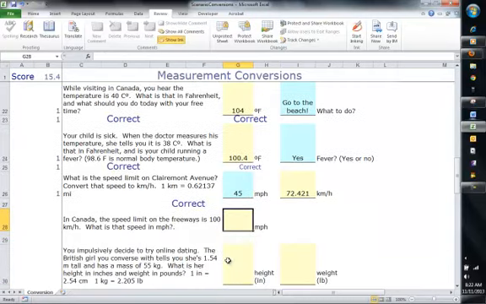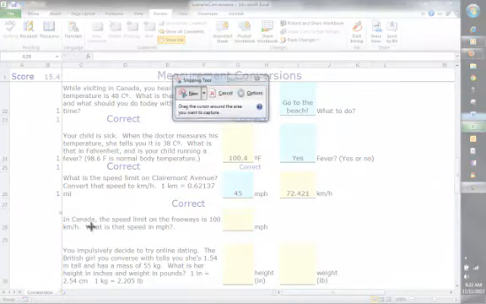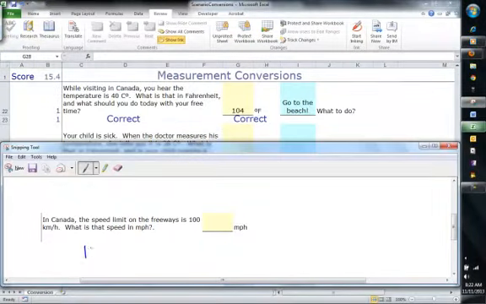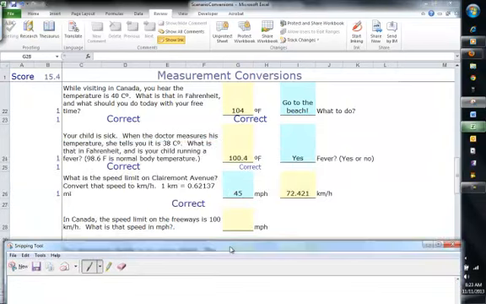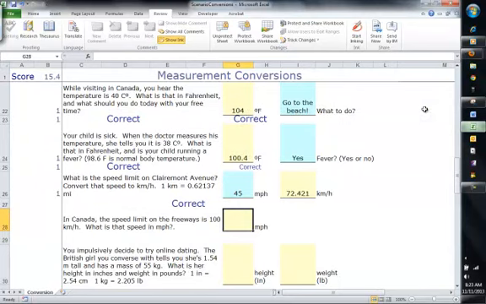There we go. In Canada, the speed limit on the freeways is 100 kilometers per hour. What is that in miles per hour? Okay, so we start with 100 kilometers per hour times 1 kilometer is 0.62137 miles. So we're going to take our 100 times 0.62137, and we get about 62 miles per hour.